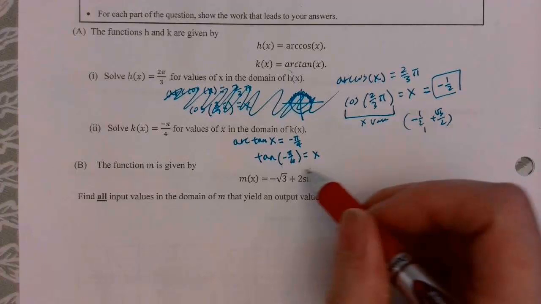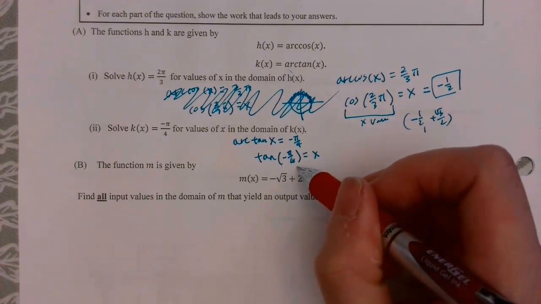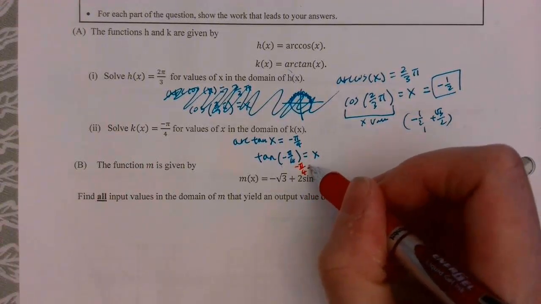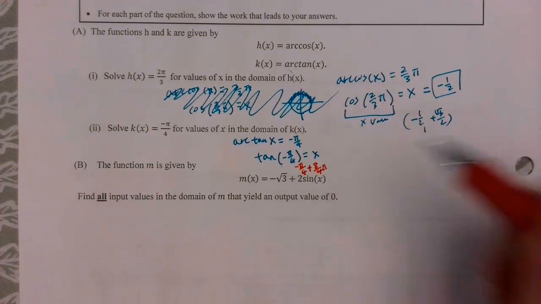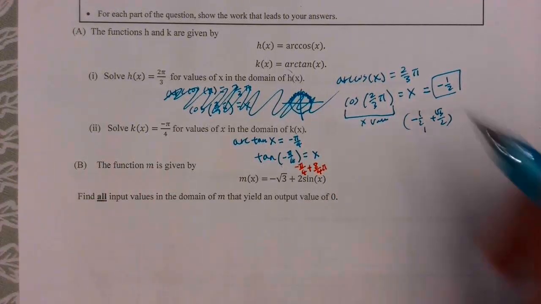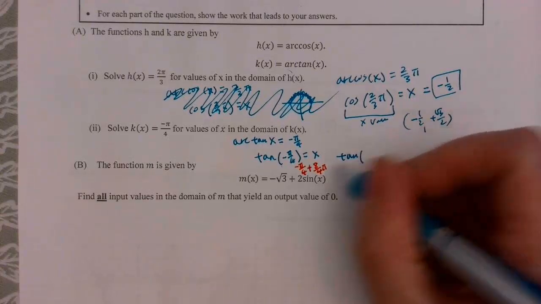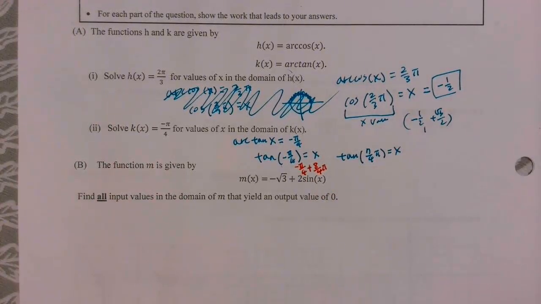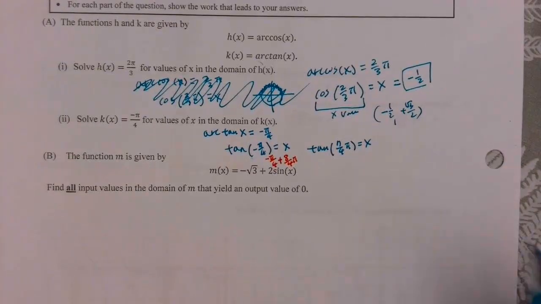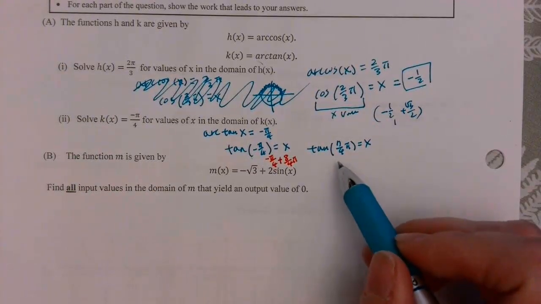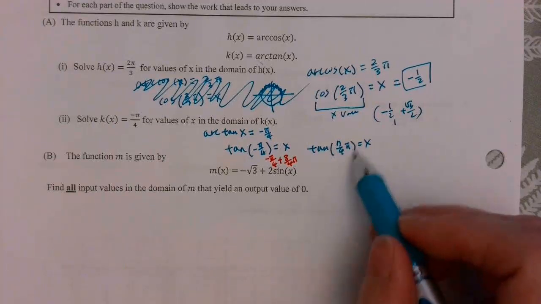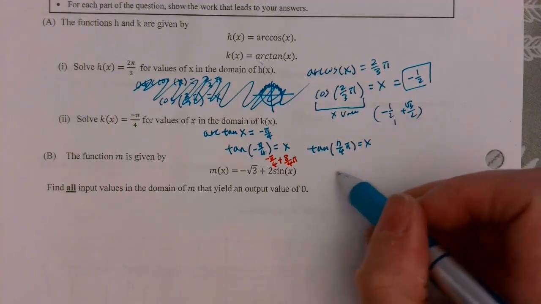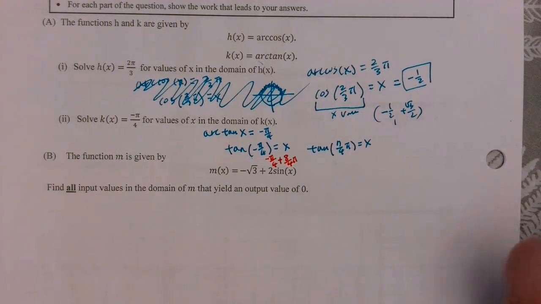So I'm going to do a few things. First, I'm going to add 2 pi to make it something that's positive. By the way, adding 2 pi is the same as adding 8/4 of a pi. So this becomes tangent of what? 7/4 of pi is equal to x. All right, 2 ways to go about it. If you want to, find the x and y value of the coordinate for the 7/4 of pi and do y over x, that's one way to do it.